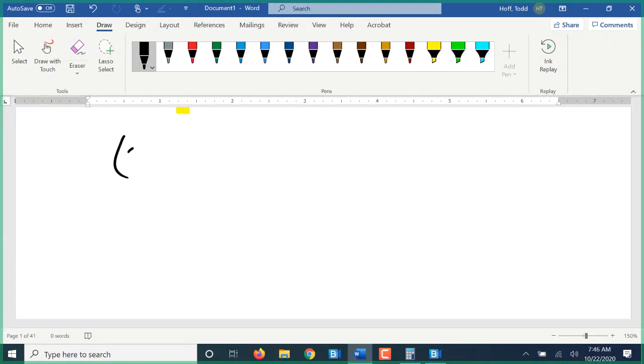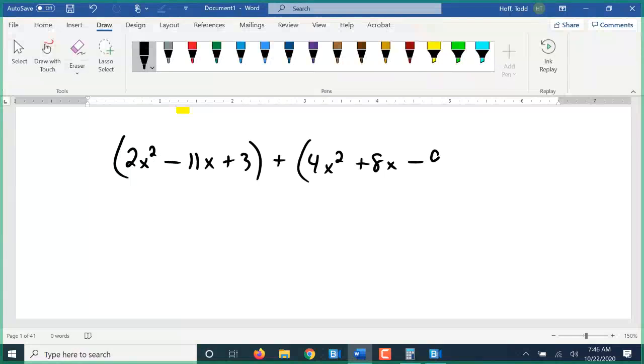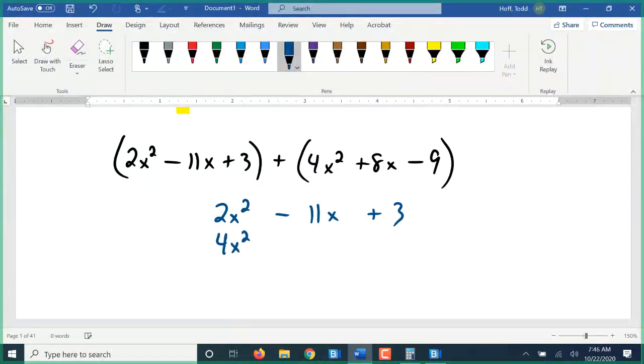We might have 2x squared minus 11x plus 3 plus 4x squared plus 8x minus 9. Once again, we're going to rewrite this and line up the place values. So 2x squared minus 11x plus 3. We're going to put the 4x squared under the 2x squared, the positive 8x under the negative 11x, and the negative 9 ones with the positive 3 ones. And we are still adding here.